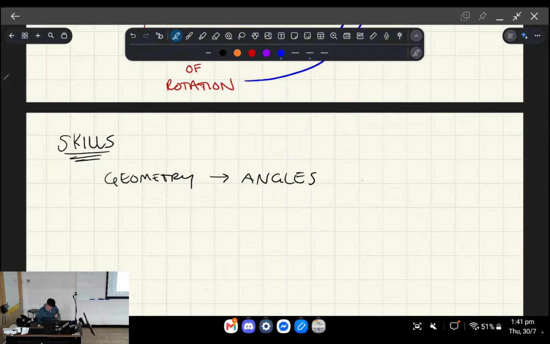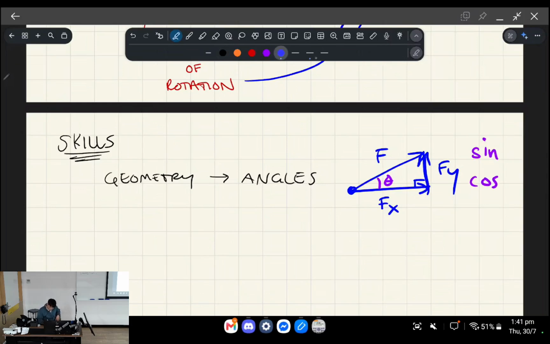Okay, you might be thinking, from week 1, we solved right angle triangles constantly, right? So for example, if you have a diagonal force that represents the hypotenuse of a right angle triangle, you could find its individual components, its side lengths, through your understanding of sine and cosine. So that was fine.